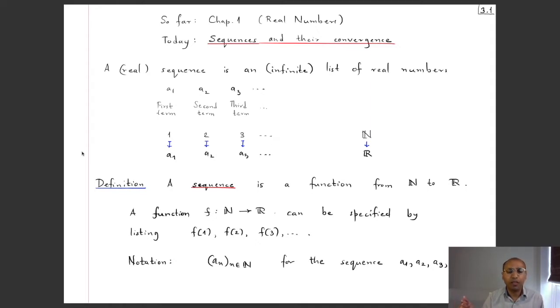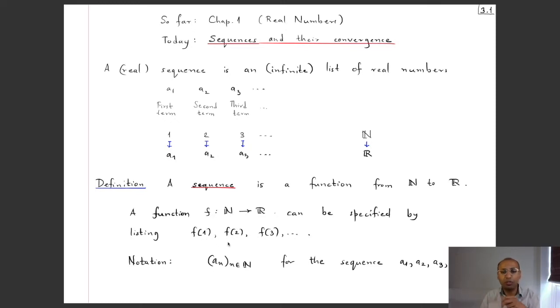In other words, a sequence can be thought of as a function from the set of natural numbers 1, 2, 3, and so on to the set of real numbers. So 1 is mapped to the first member of the sequence, a1, 2 is mapped to the second term of the sequence, a2, 3 is mapped to the third term, and so on. So a formal definition is that a sequence is just a function from N to R. Indeed, to specify a function from N to R, we need to specify what f(1), f(2), f(3) are, and so on. We think of these as the terms of a sequence.